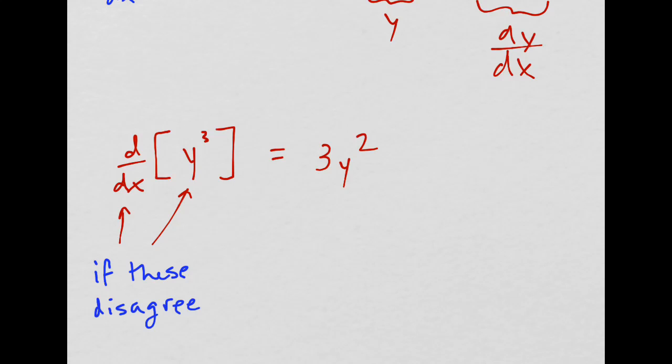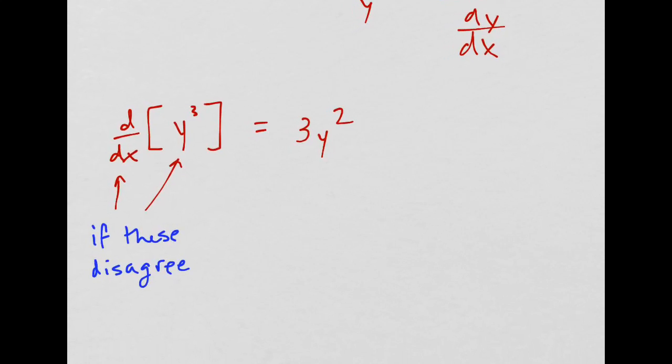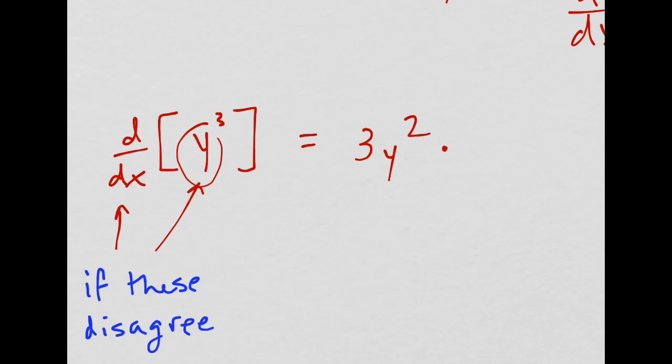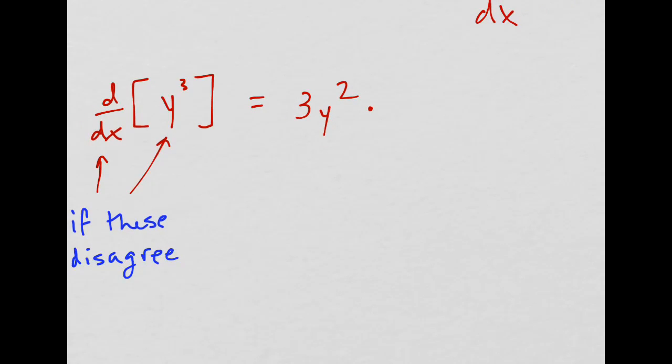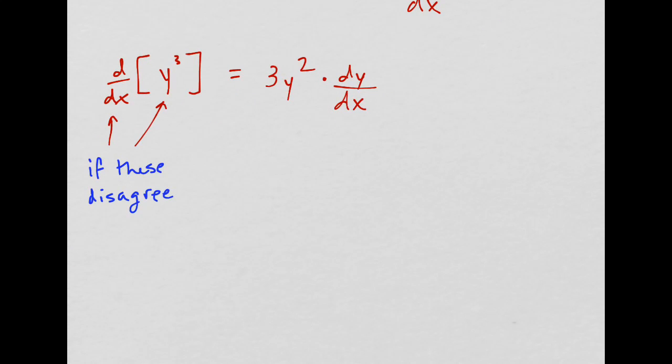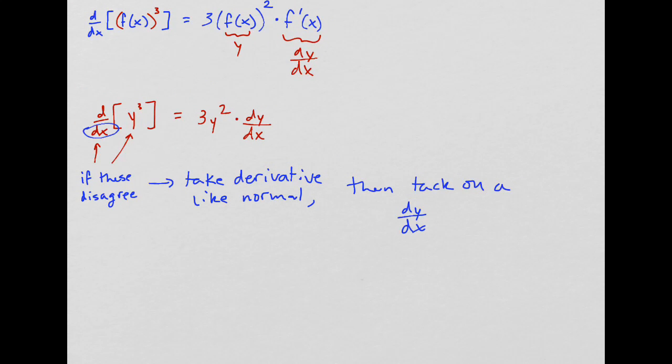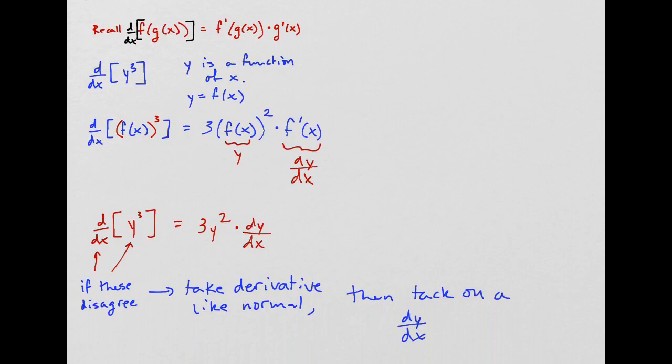So if those disagree, you take the derivative like normal, and then you tack on a dy dx, because the derivative of just y is dy dx. So if those variables disagree, take the derivative like normal and tack on a dy dx. That's what I think of every time for implicit differentiation.